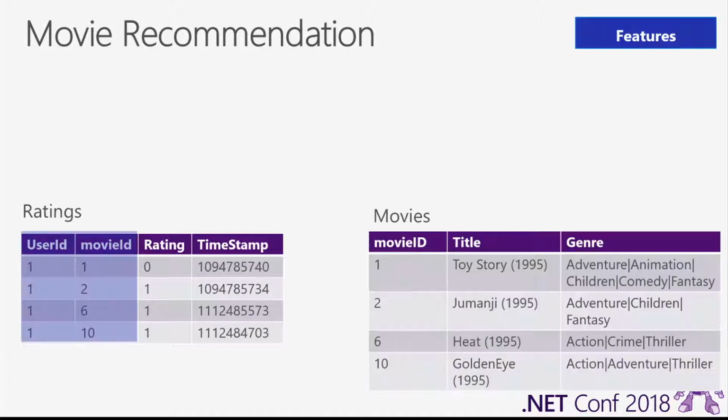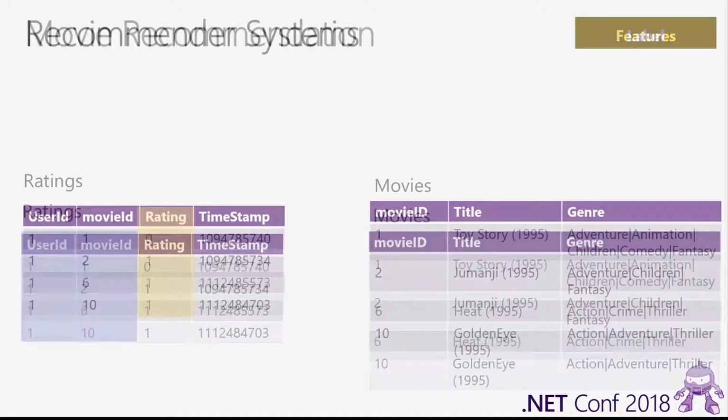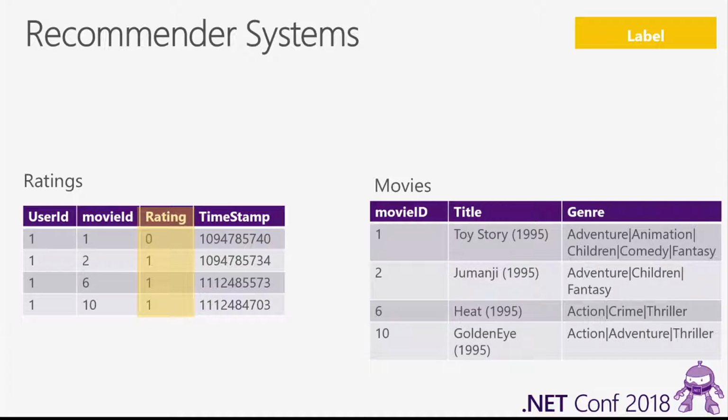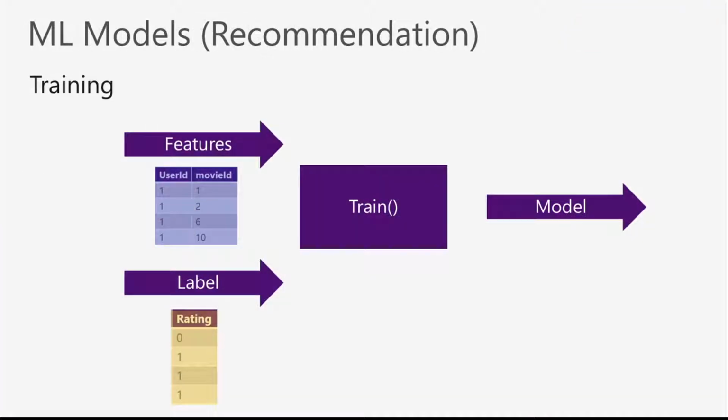Now that we know it's a binary classification problem, the next phase is feature engineering, which means picking the features that will help me predict the rating of the movie. We're going to use two features in this case, the user ID and the movie ID. And then we're going to use the rating field as a label, which is what we're trying to predict. Once we have the features and the labels, we can go ahead and train our model.